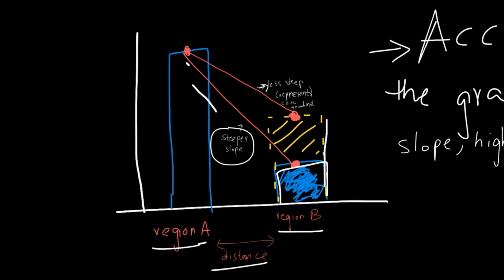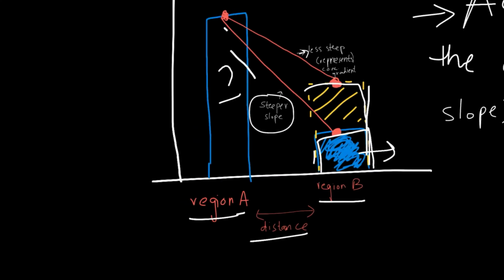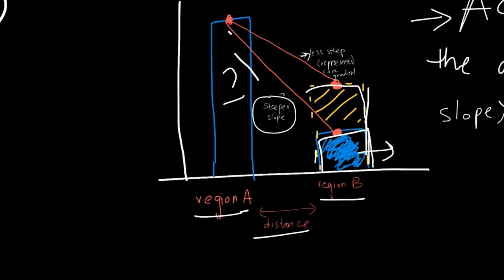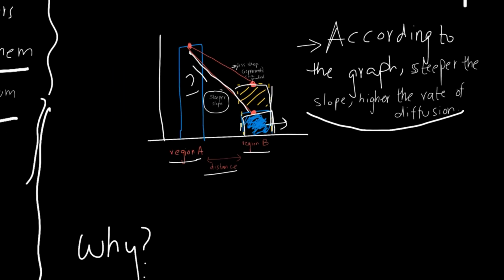Because the concentration difference is higher, this is going from a relatively higher concentration to a relatively pretty low concentration, compared to this bar right here, right? So all we need to know is that because this slope is steeper, the rate of diffusion is greater in this sense, right? So according to the graph, the steeper the slope, the higher the rate of diffusion, because of the concentration difference.